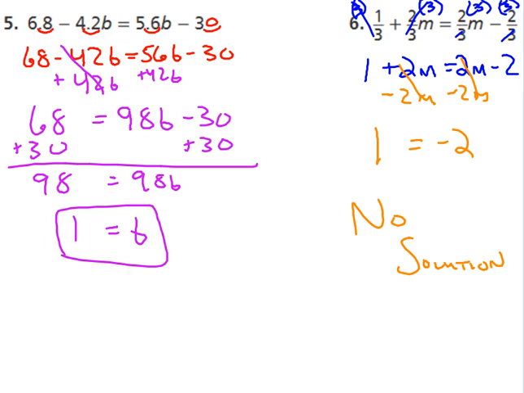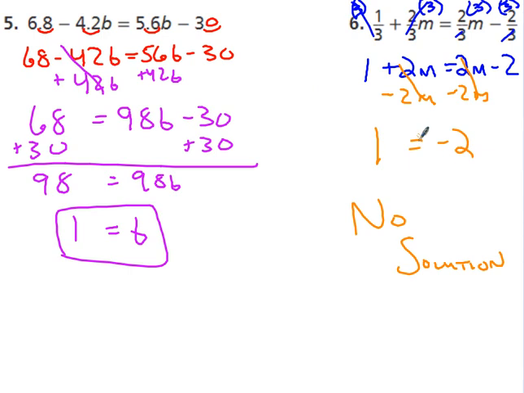Second one, I chose to multiply everything by 3. They all had a common denominator, so I made it really, really simple. I actually probably didn't even need to multiply by 3, but I'm sure a lot of you did, just to get rid of those fractions. So I ended up with 1 plus 2m equals 2m minus 2. When I subtract 2m from both sides, my variables cancel out. But now I'm left with 1 equals negative 2. The left side and the right side are not identical. They are not the same.